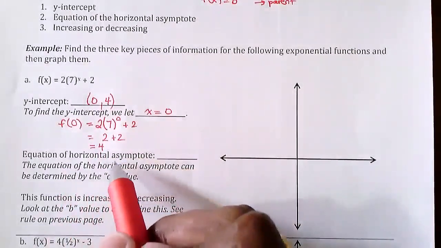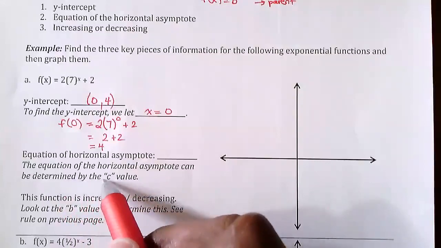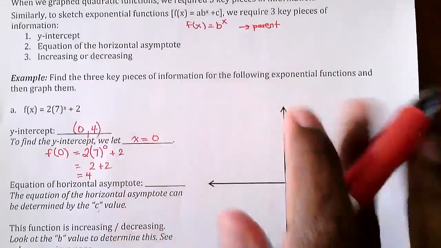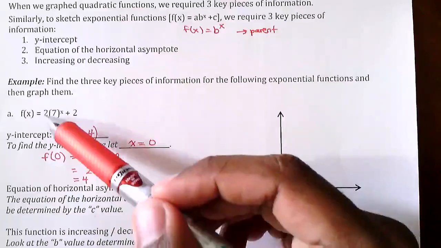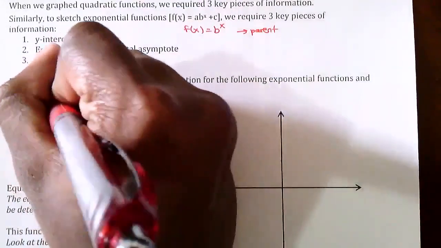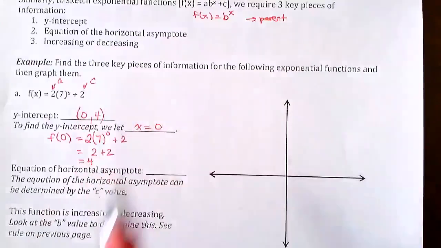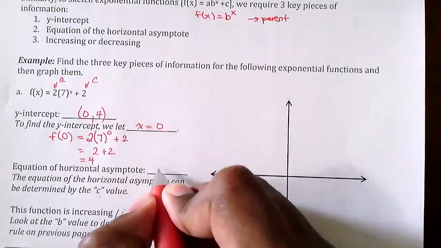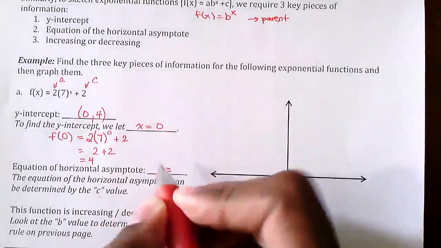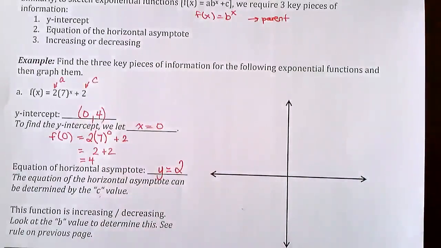The equation of the horizontal asymptote. The equation of the horizontal asymptote can be determined by the c value. If you take a look up here, the value in front of the b to the power of x is your a. So this is our a value. And the thing over here is our c value. The c value makes it super easy to find the horizontal asymptote. All you have to say is y is equal to the c value. So y is equal to 2 is the equation of our horizontal asymptote.